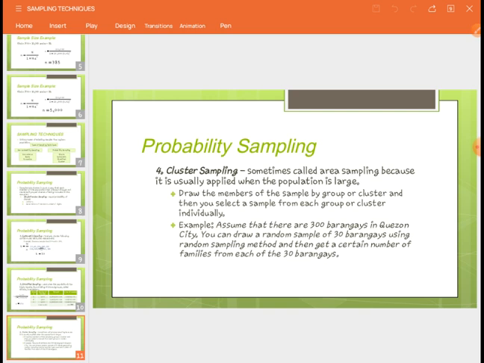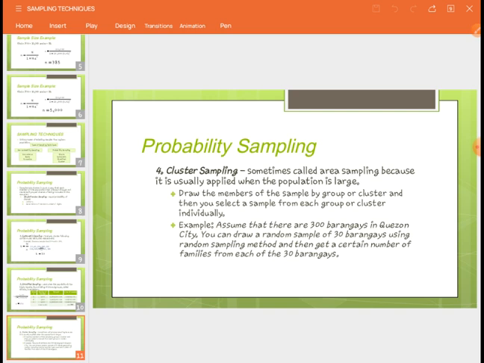Last is the cluster sampling, or sometimes called area sampling, because it is usually applied when the population is large. So, ito yung steps. Draw the members of the sample by group or cluster and then you select a sample from each group or cluster individually. Para lang siyang stratified din.